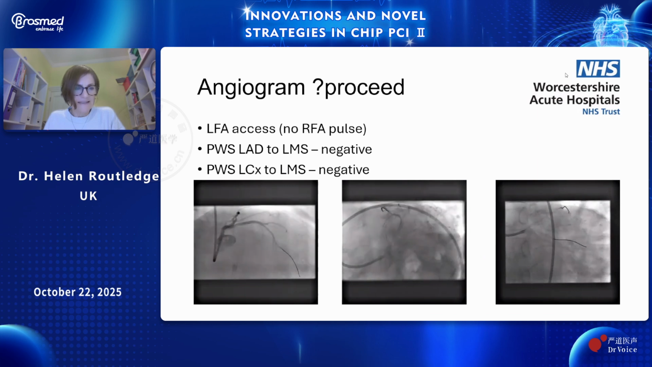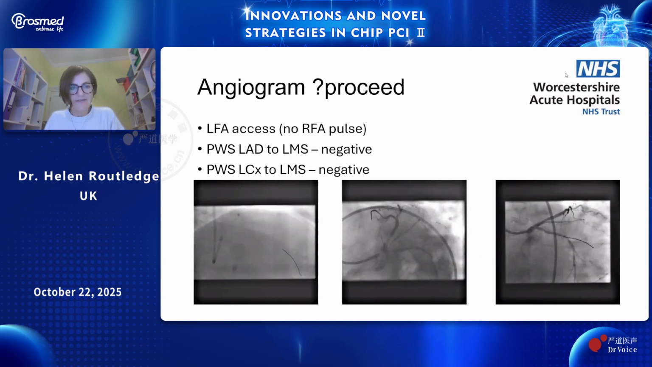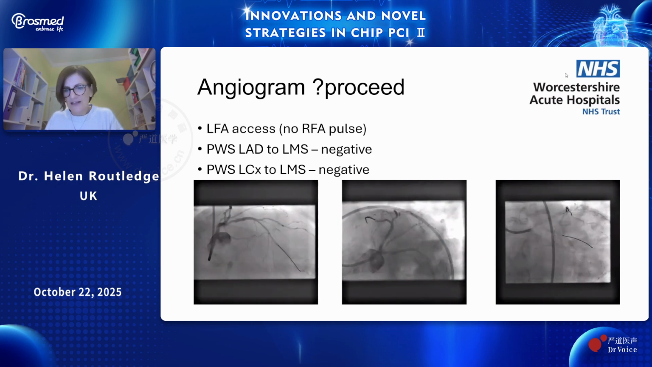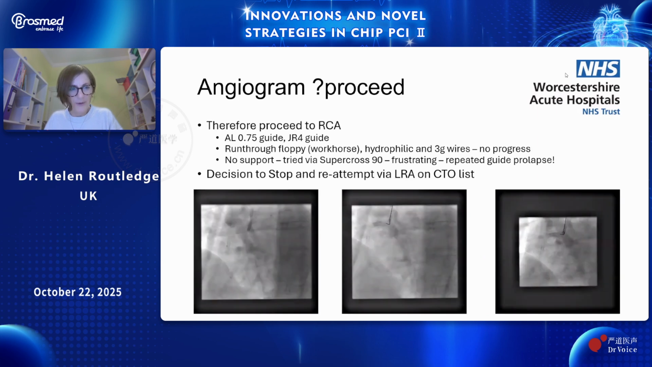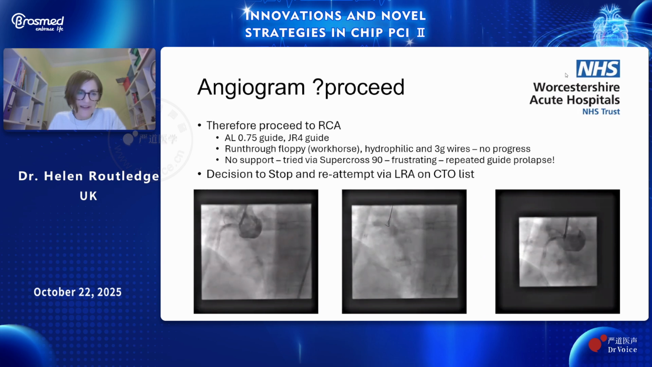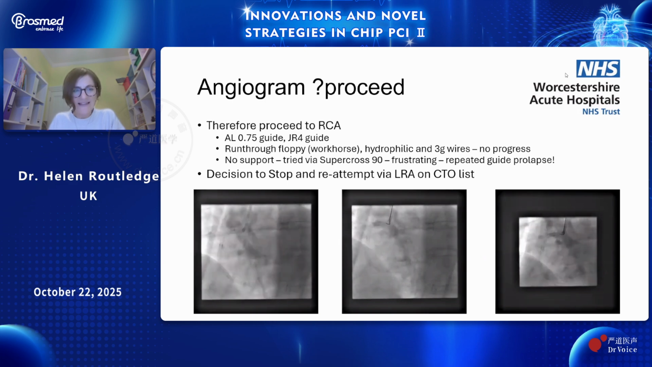So left femoral access, pressure wire to the left main and LAD was all negative. Pressure wire to the circumflex and left main was also negative. So we had no choice. We'd agreed to proceed to the right coronary artery. We tried an AL.75 guide. That wouldn't go anywhere near the lesion. We tried a JR4 guide. That would sit somewhere near the lesion.